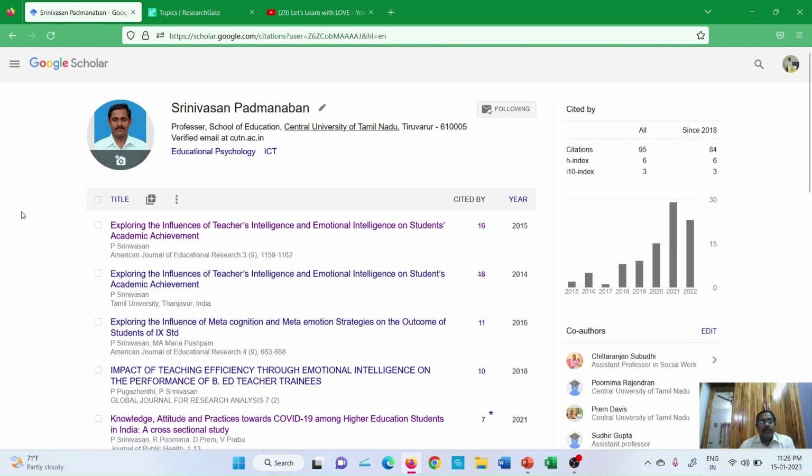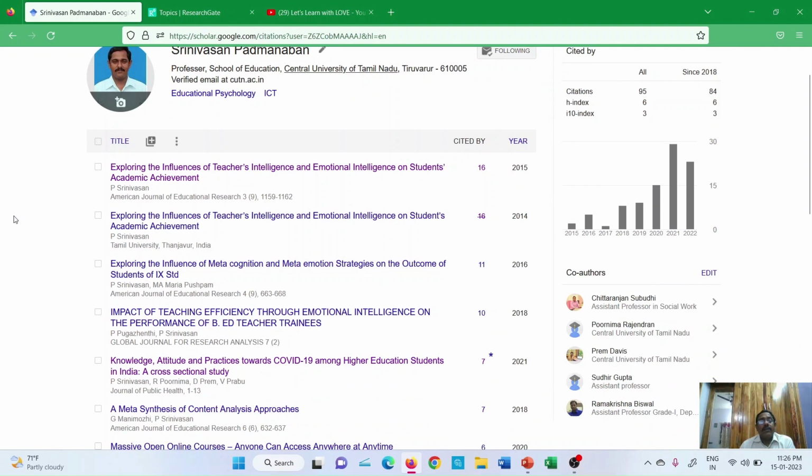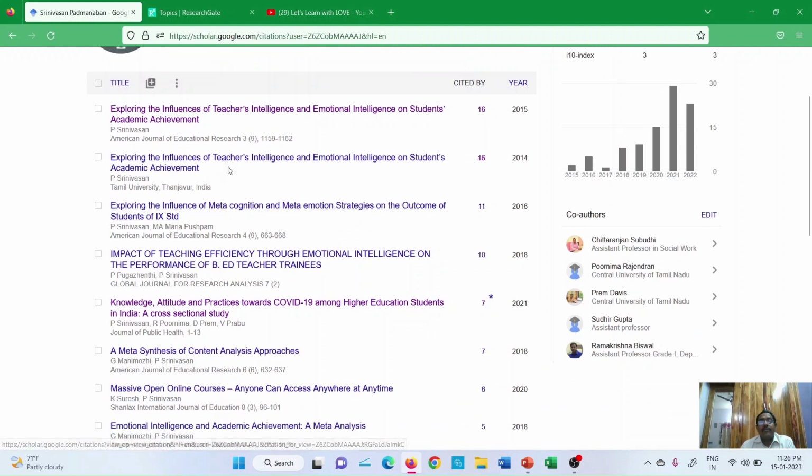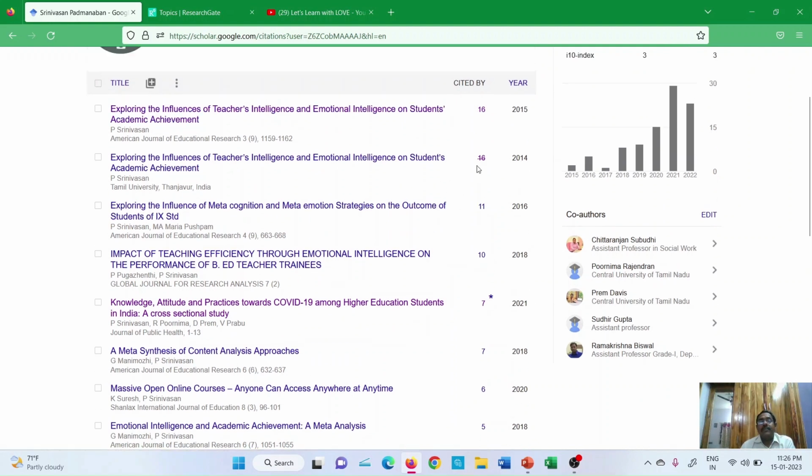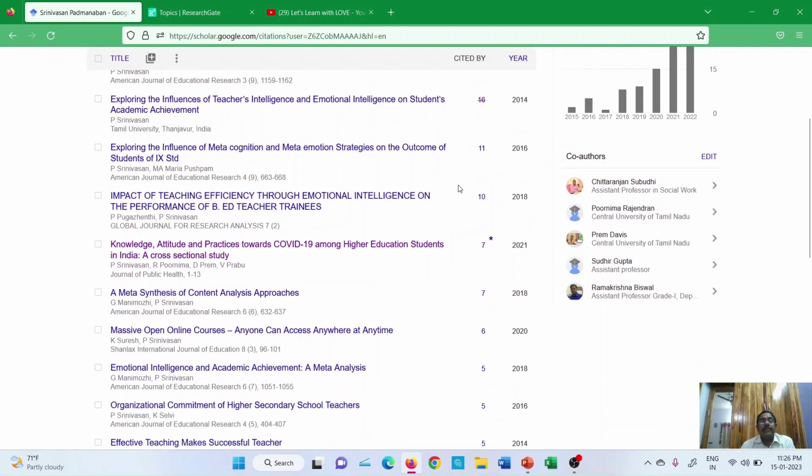So this is the Google Scholar page where my own articles are cited. You can see the first article, exploring the influence of teacher intelligence and emotional intelligence on the students' academic achievement, is cited 16 times. The second is a repetition, which cannot be considered. So effectively, the third is the second one. Exploring the influence of metacognition has 11 citations. Third article has 10 citations.